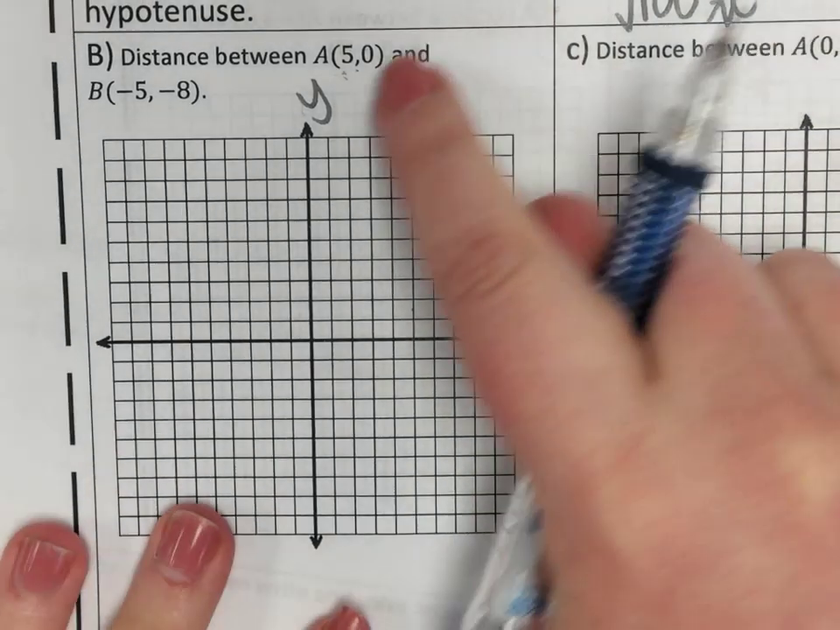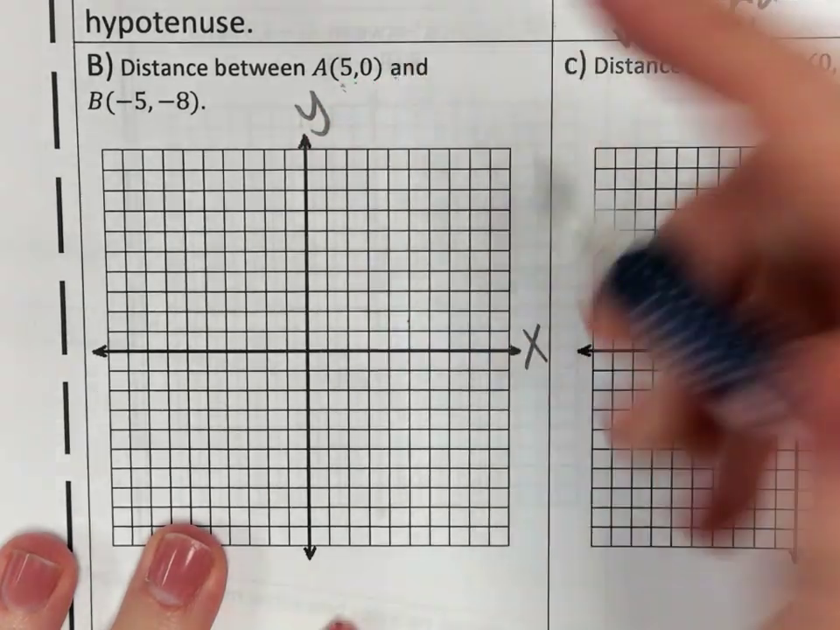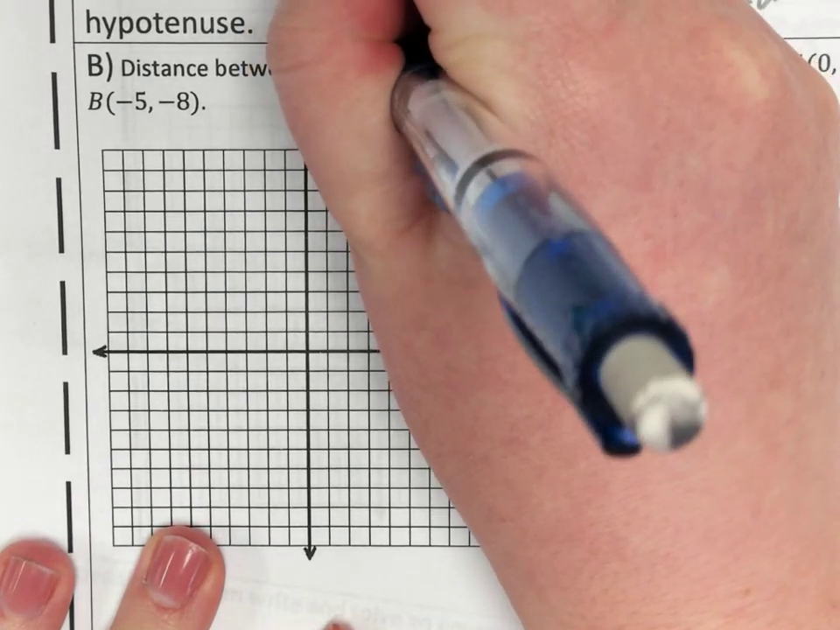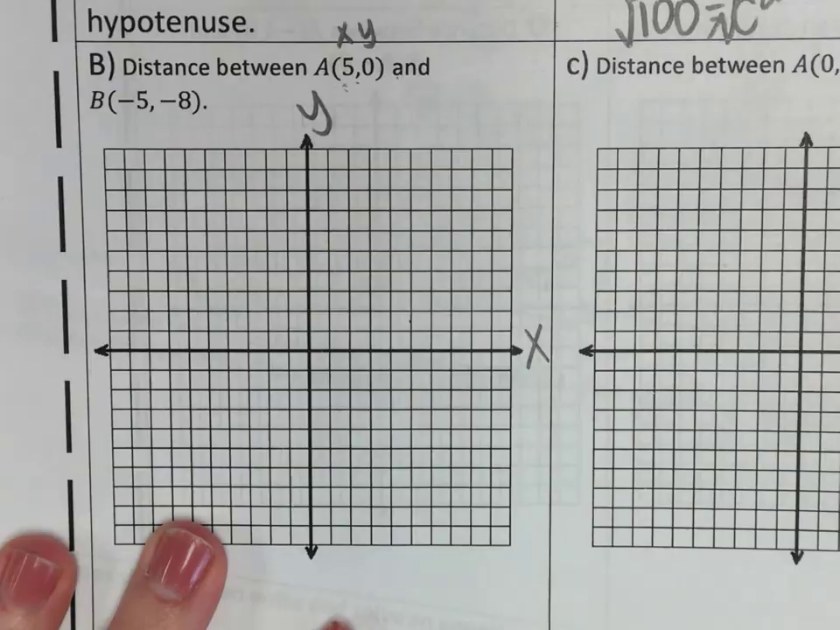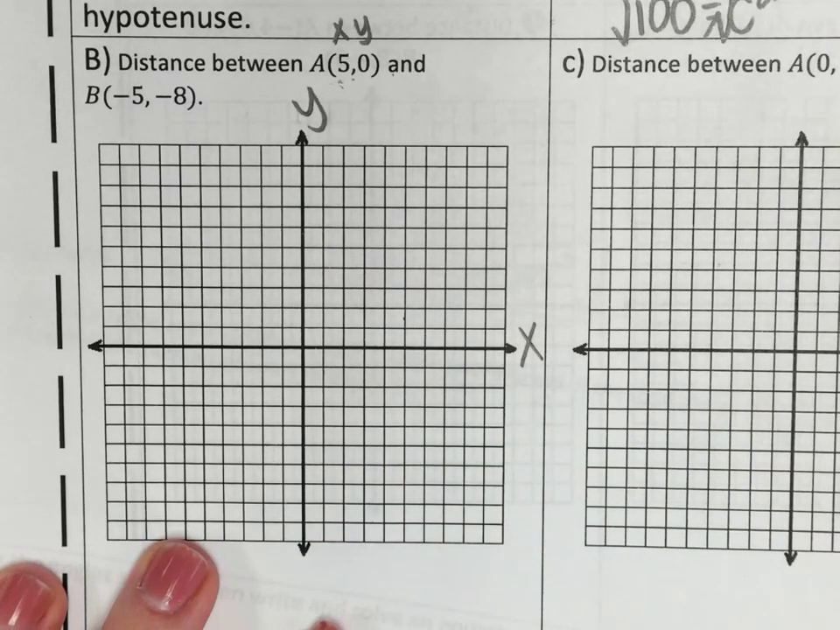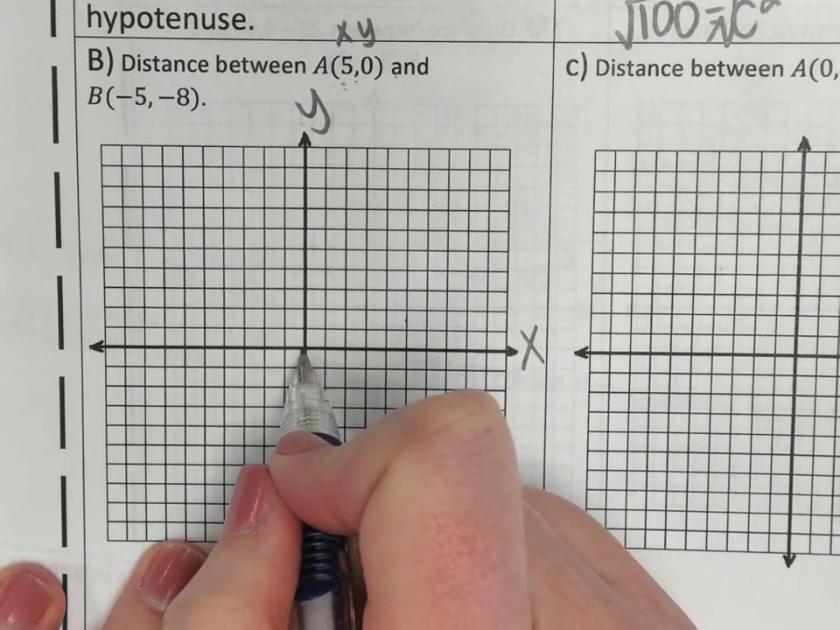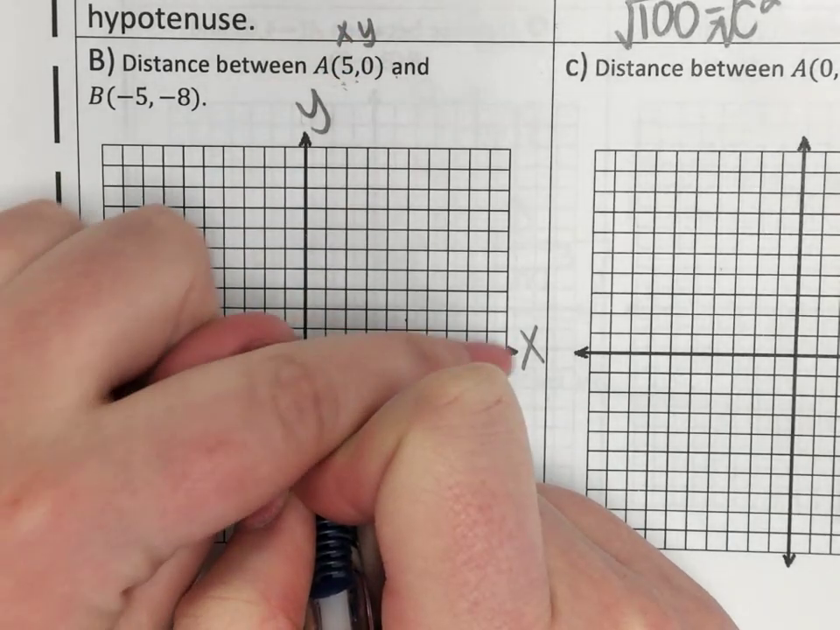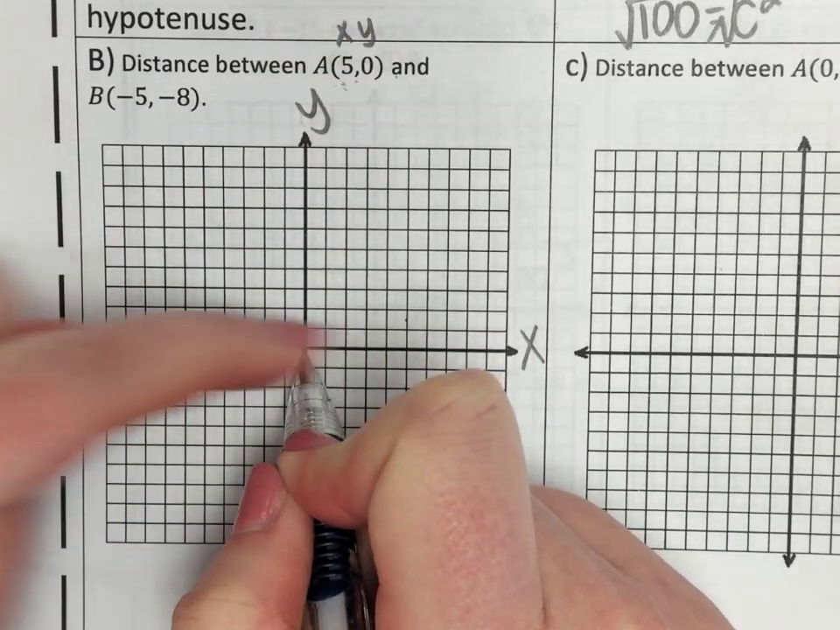All right. Now, if our first point is 5, 0, our first number is always X, our second number is always Y. Jimmy, where must I start on my graph? Origin. The origin. Very good. Now, if X is a positive 5, this is our X-axis. Which direction is going to be positive?